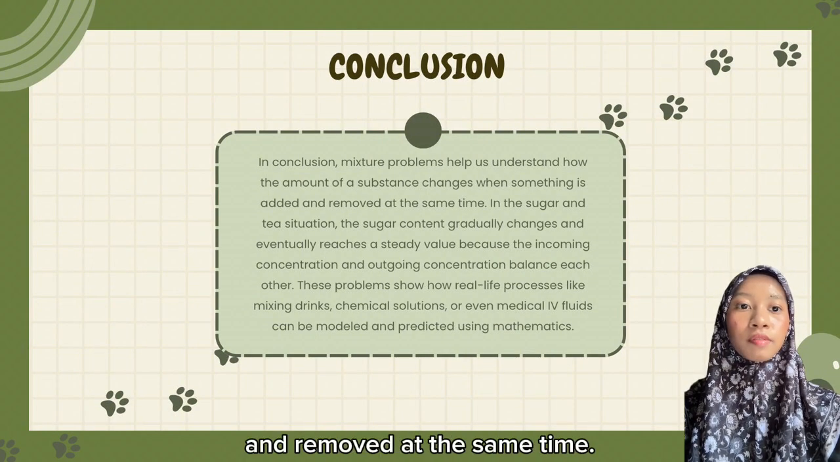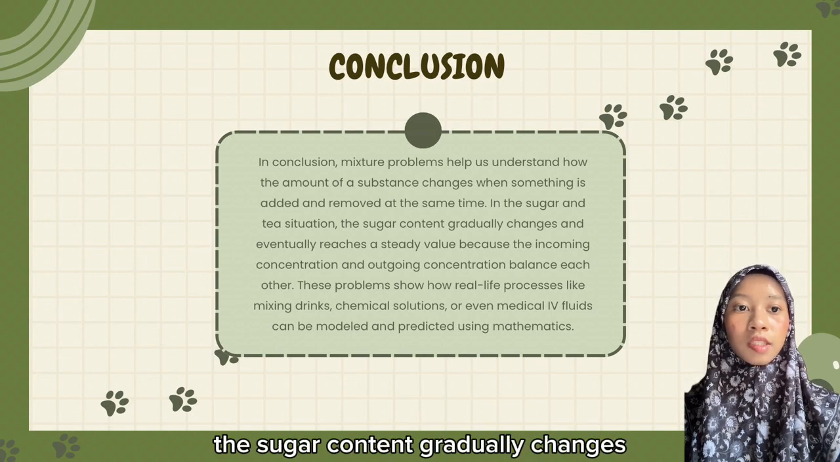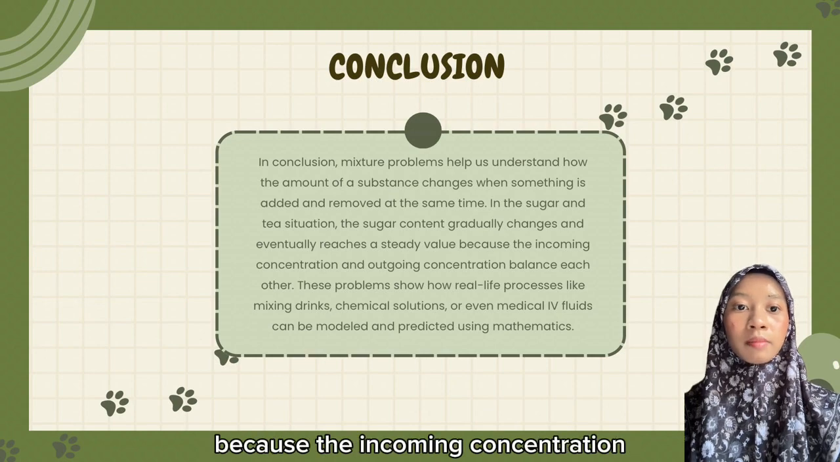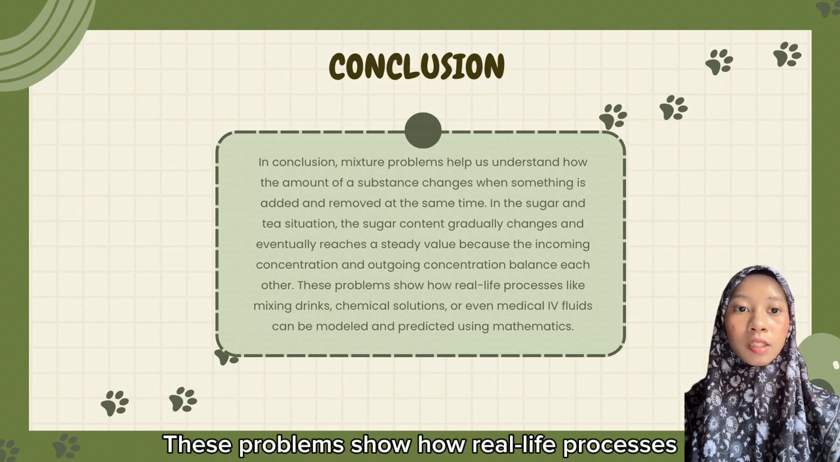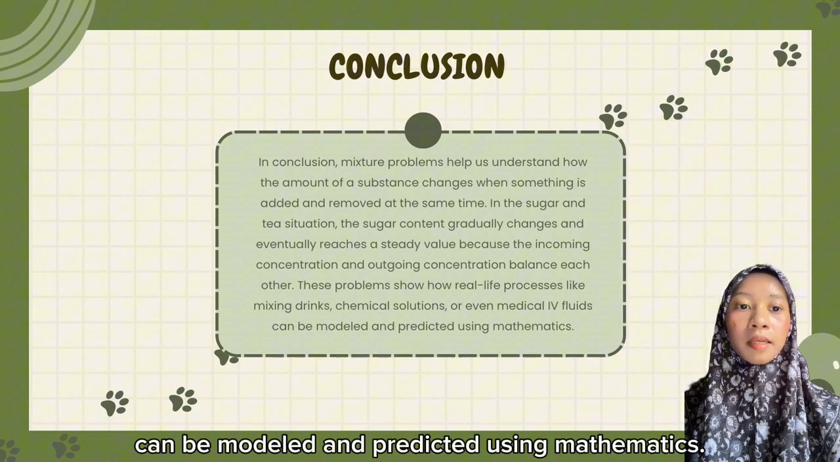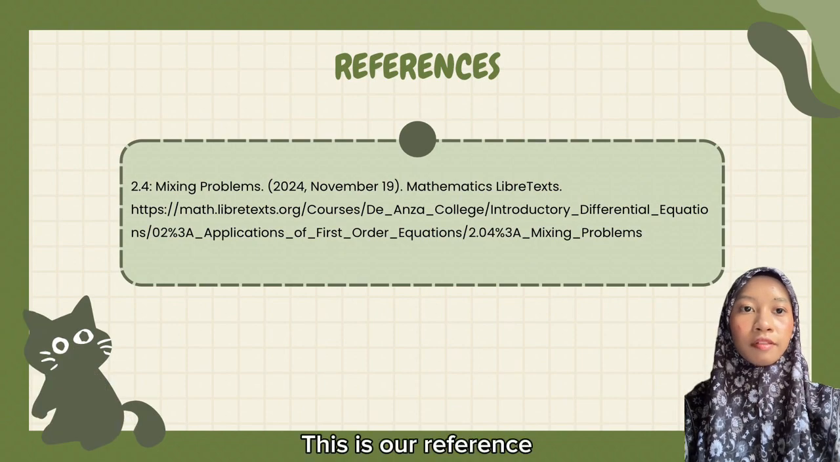In conclusion, mixture problems help us understand how the amount of a substance changes when something is added and removed at the same time. In the sugar and tea situation, the sugar content gradually changes and eventually reaches a steady value because the incoming concentration and outgoing concentration balance each other. These problems show how real-life processes like mixing drinks, chemical solutions, or even medical IV fluids can be modeled and predicted using mathematics. This is our reference.